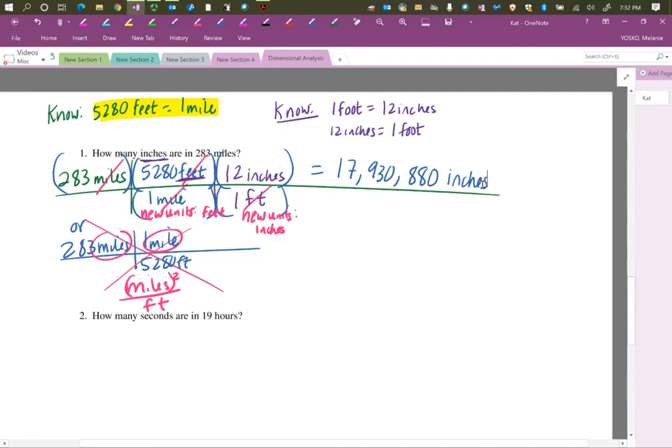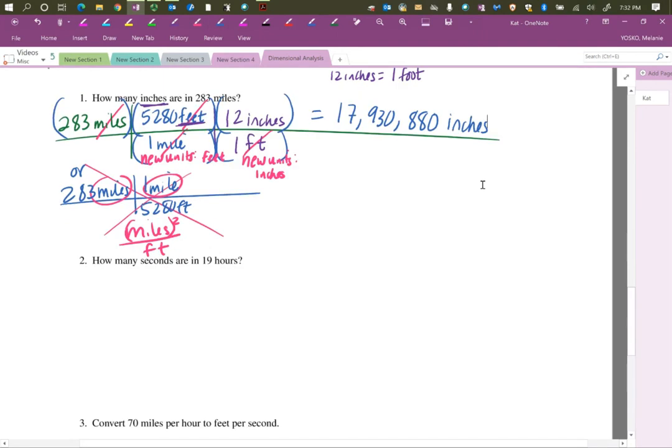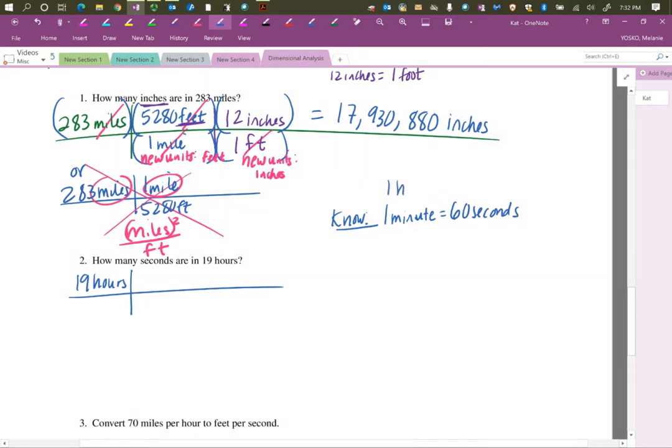Okay, let's do another one. How many seconds are in 19 hours? So you start off with the 19 hours. Okay, and I don't know off the top of my head how many seconds are in an hour, but I do know that 1 minute has 60 seconds, and so 60 seconds is equal to 1 minute. I also know that 1 hour is 60 minutes, and 60 minutes is 1 hour. Okay, so I'm going to use those conversions.